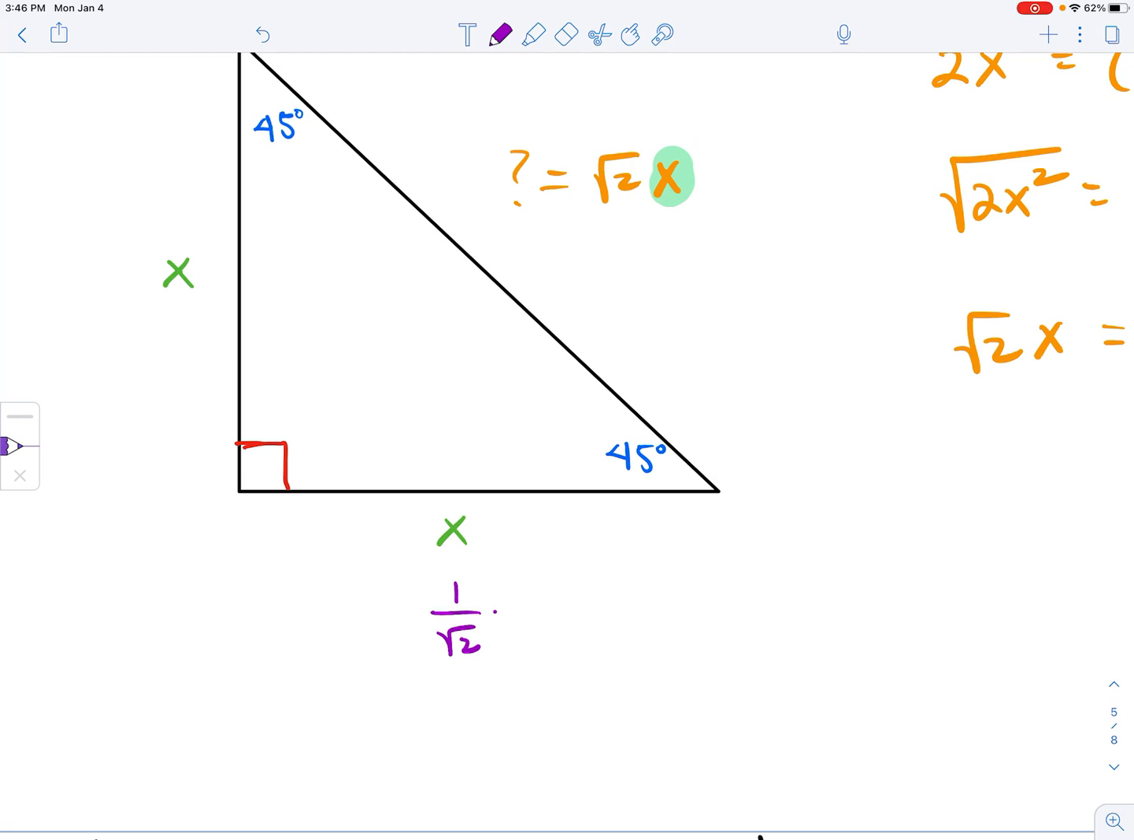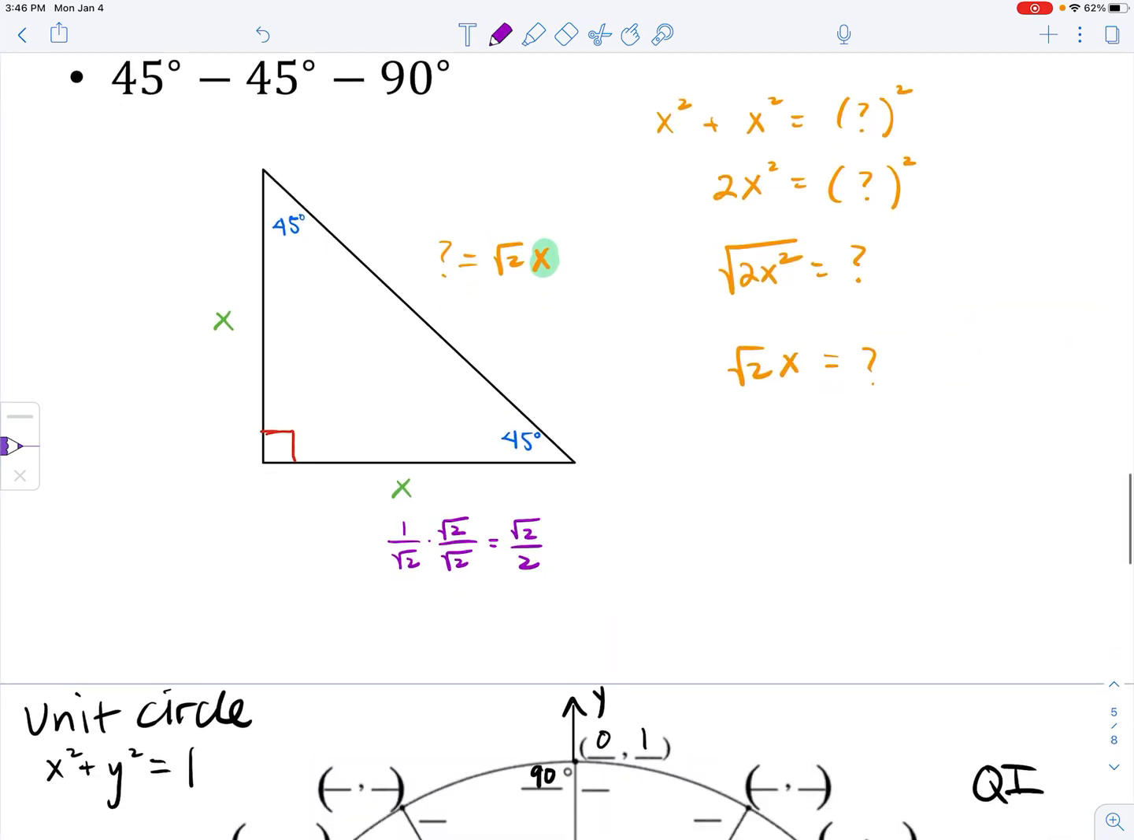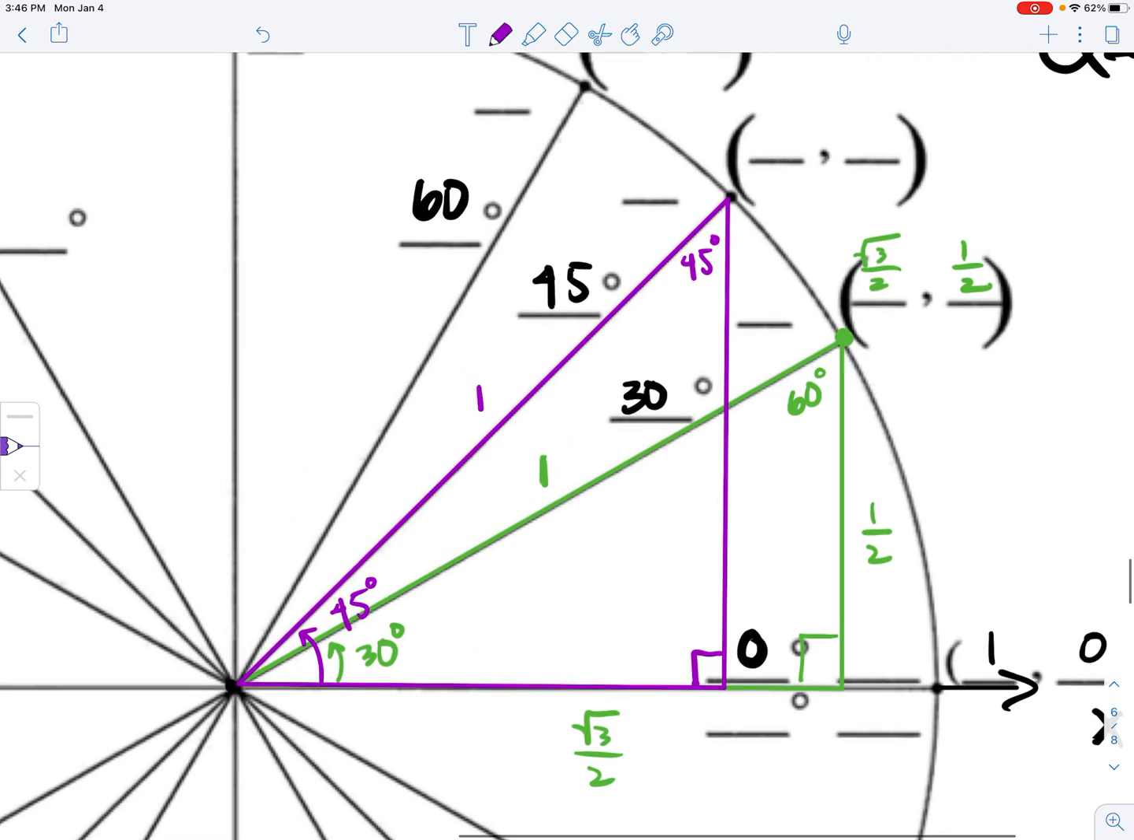We like to rationalize the denominator, meaning make the denominator into a rational number because root 2 is not a rational number. And we do that by multiplying by root 2 over root 2, which is root 2 over 2. So the legs of the triangle are going to be root 2 over 2, both of them. Meaning this point on the unit circle would be (root 2 over 2, root 2 over 2).